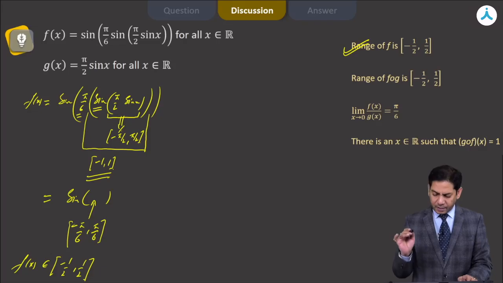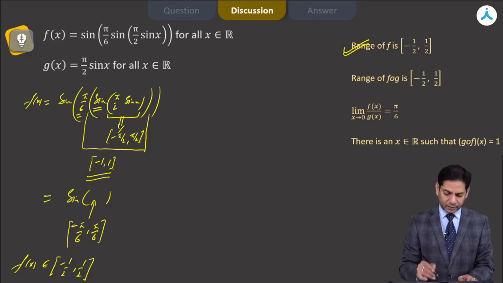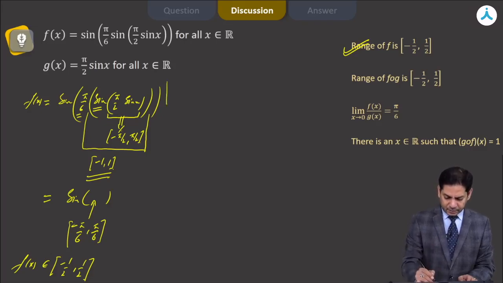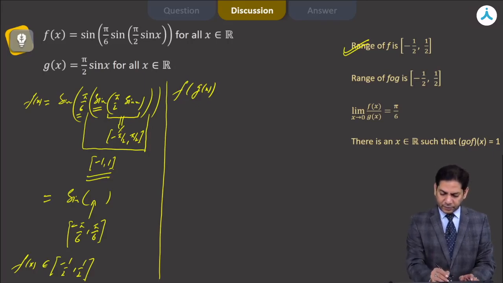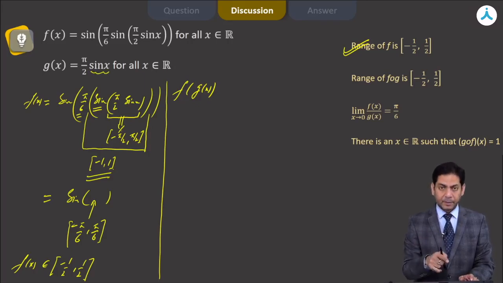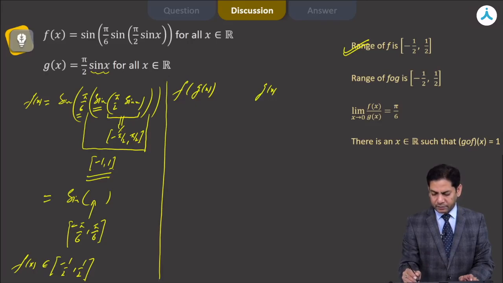First thing done. What about the range of f of g? f of g of x. Let's see. What does the g of x function give us when x is changing from minus infinity to plus infinity? g of x is equal to pi by 2 into sine x, and sine x takes values only between minus 1 and plus 1. Multiplied by pi by 2, that will give us minus pi by 2 to plus pi by 2. So we can say that the g of x function belongs to the interval minus pi by 2 to plus pi by 2.